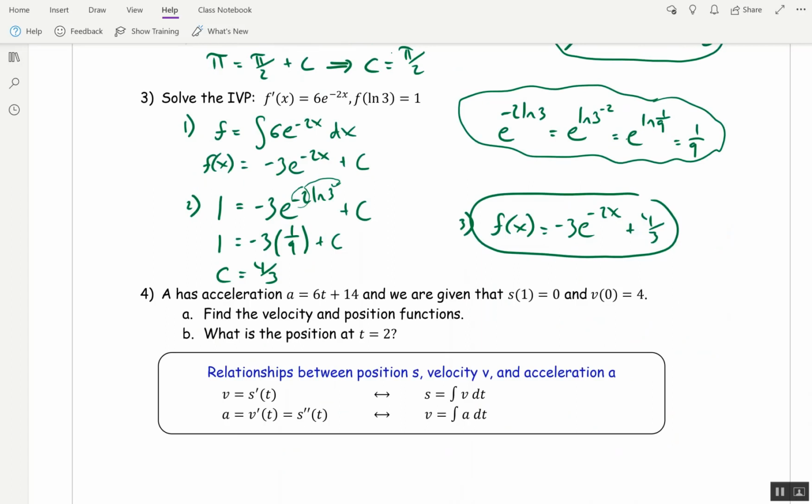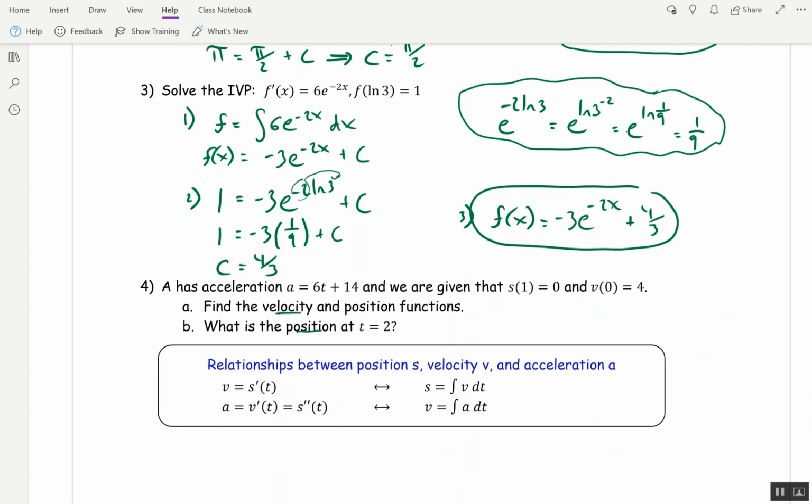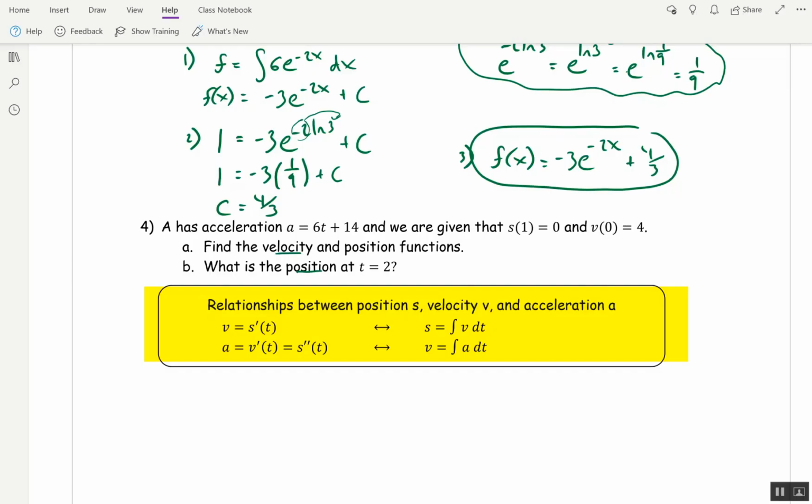If we're given acceleration, how do we find velocity and position? So I want to remind you, if we're given position, s, if we take the derivative, we get the velocity, right? So that means if we want the position, we can integrate the velocity. So those formulas come in pairs. And if we take the derivative of velocity, we get acceleration. So if we have acceleration and we want velocity, we can integrate acceleration.